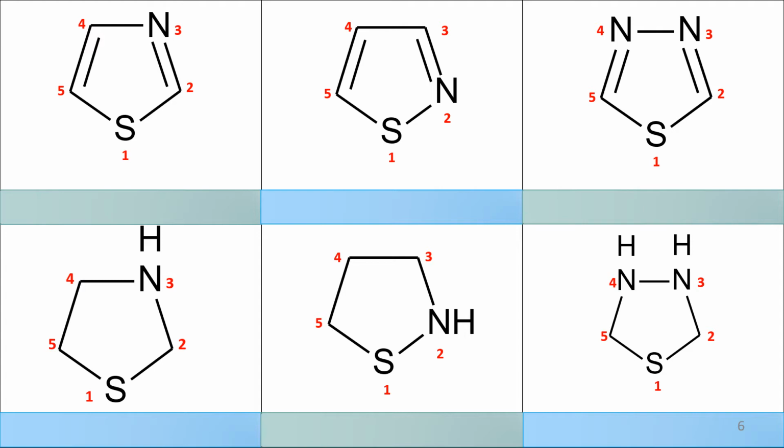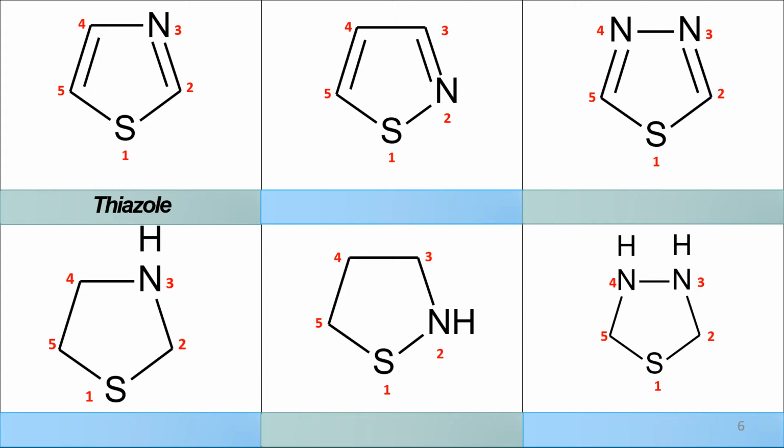So a five-membered ring, two double bonds, an unsaturated type of ring. So what is the name of this structure? The name of the structure is thiazole. How does it come? Thia indicates the sulfur, aza indicates the nitrogen, and OLE is for the five-membered unsaturated ring.